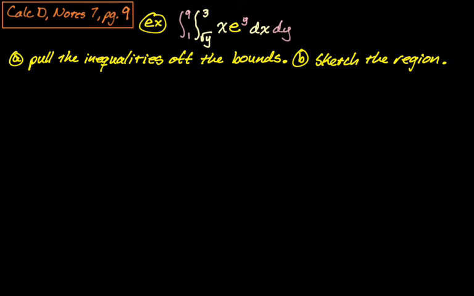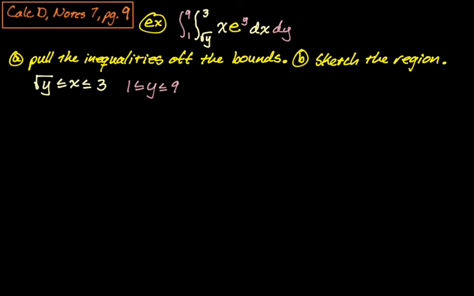So what I'm going to do is pull the inequalities off the bounds, and then sketch the region, and then reverse the order of integration and evaluate it. That's my plan. So pulling the bounds off, the x bounds are a little easier because I'm color coding it, but it's always like the inner differential goes with the inner integral, the outer differential goes with the outer one. Although, if you have enough colors, color coding is definitely the way to go. And then y goes from 1 to 9.